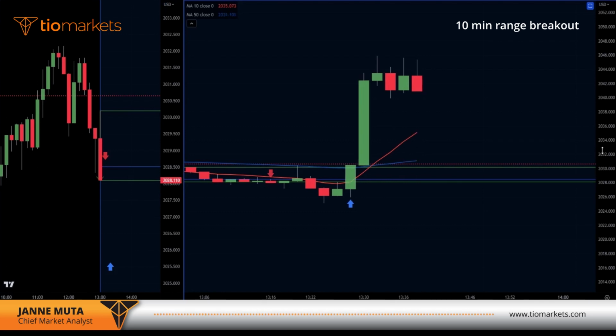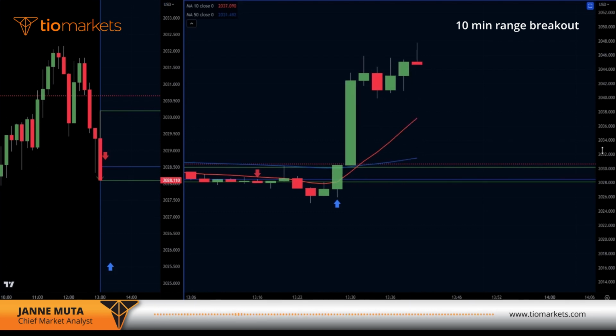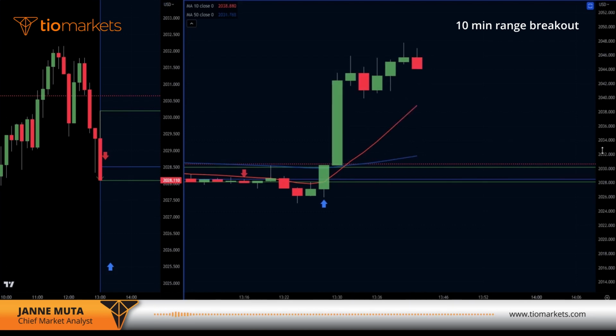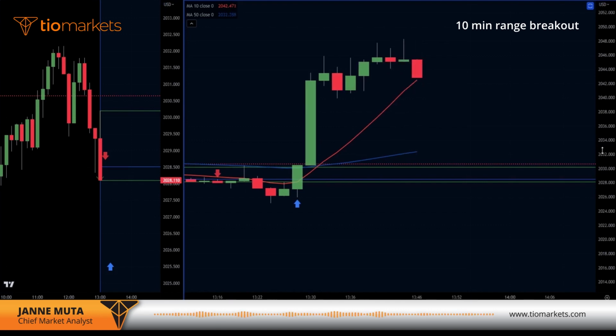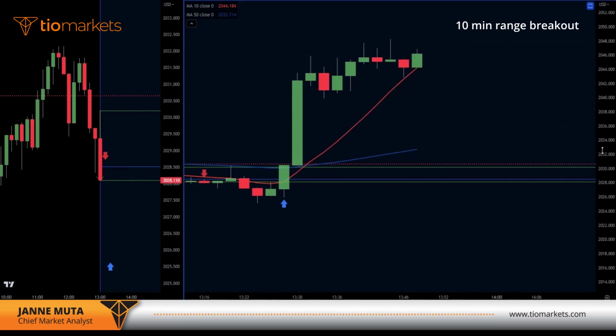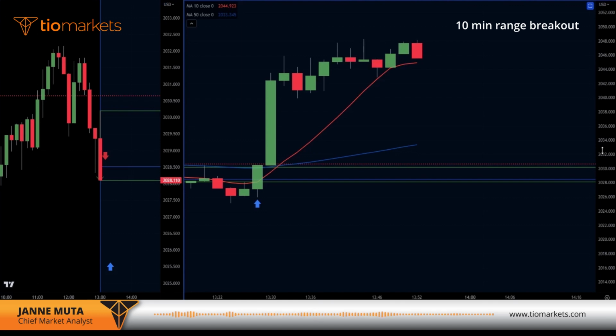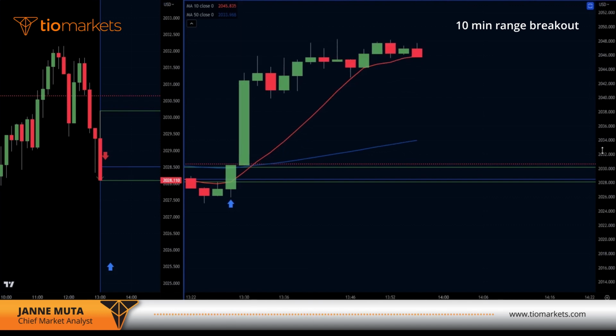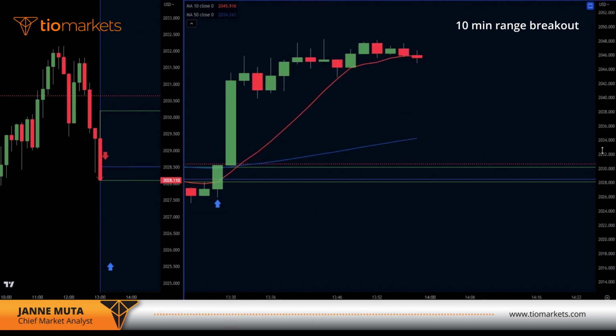Alternatively, you can take part of the profits and let the other half run and keep the position on until, for instance, the market closes below the moving average. And here would be the exit.